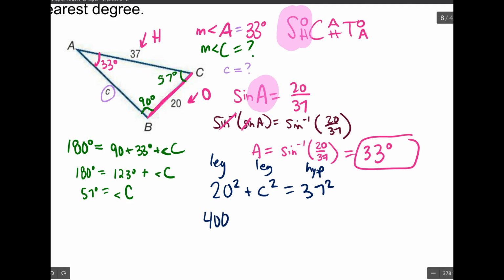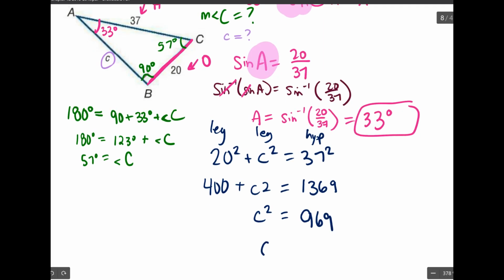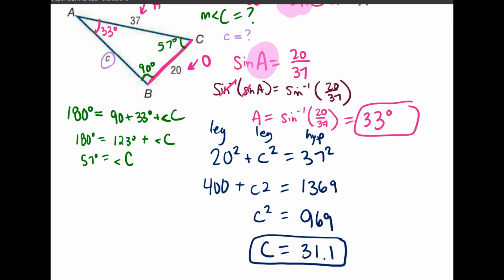So 400 plus c squared equals 1,369. And then subtract 400. Square root both sides.